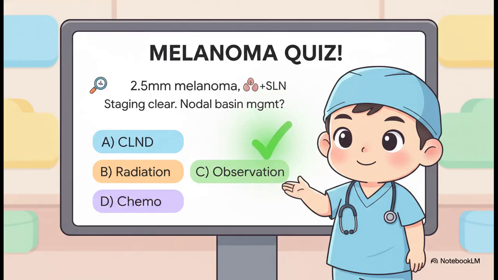Got it? Let's finish with a classic board-style question that puts it all together. A patient has a 2.5 millimeter melanoma, and their sentinel node biopsy comes back positive. Staging scans are all clear. So what is the standard of care for that nodal basin? Well, based on everything we've just covered, you know the answer isn't B, and it's definitely not A anymore. The MSLT2 trial data proves the standard of care is C, observation with serial ultrasound. You've absolutely got this.